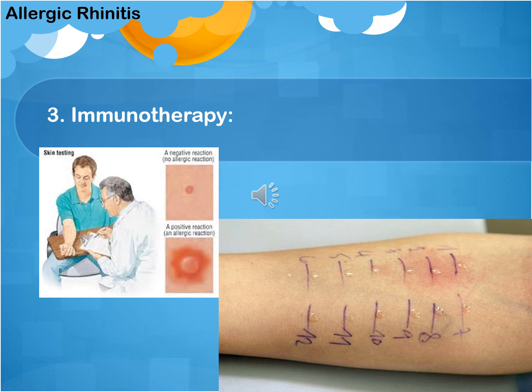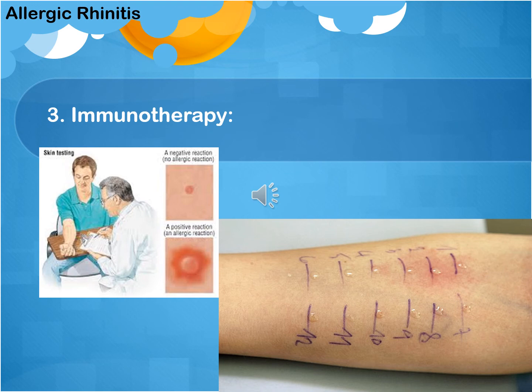Third line of treatment is immunotherapy. Immunotherapy leads to desensitization to the antigen by forming what's called blocking immunity, through forming immunoglobulin G and immunoglobulin A, which prevent the antigen from joining its receptor on the mast cell. This occurs through what's called desensitization.